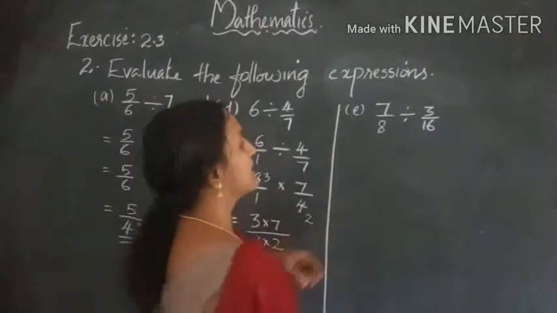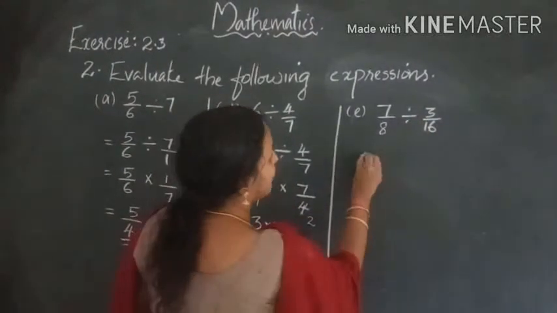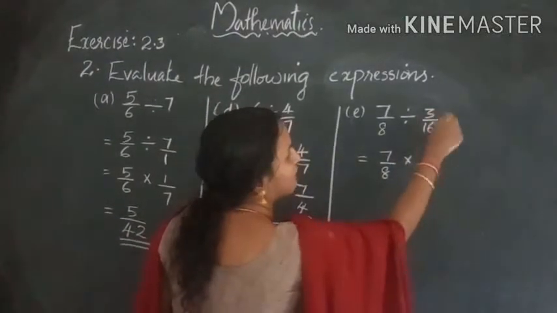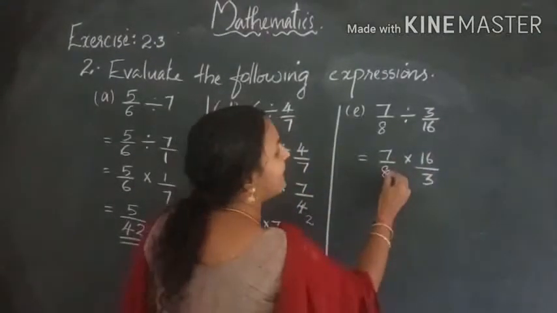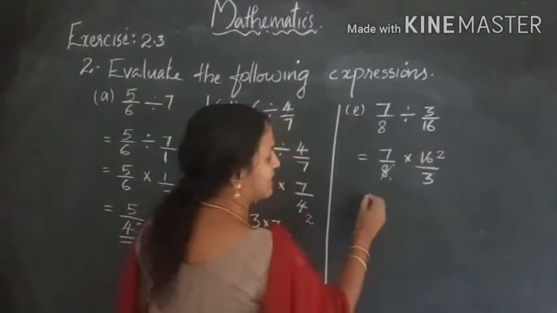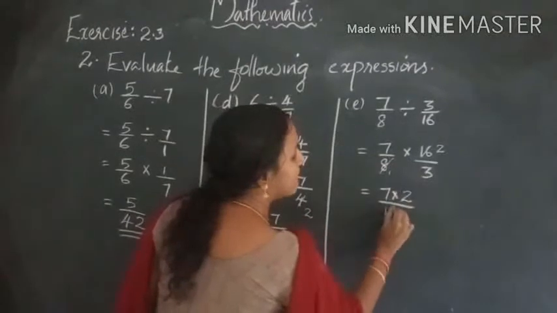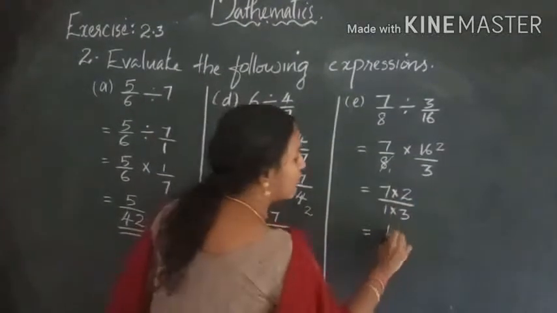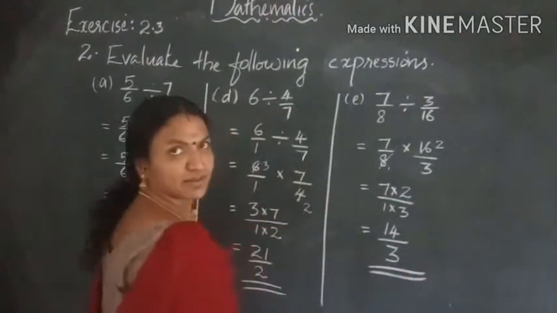The third one, 7 by 8 divided by 3 by 16. So 7 by 8 into the reciprocal of 3 by 16, 16 by 3. We can cancel 8 and 16. 1 8 is 8 and 2 8s are 16. It is equal to 7 into 2 divided by 1 into 3. 7 2s are 14. 14 by 3.